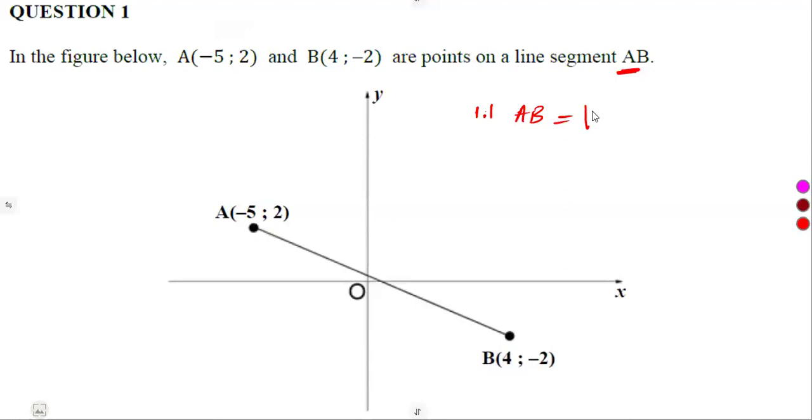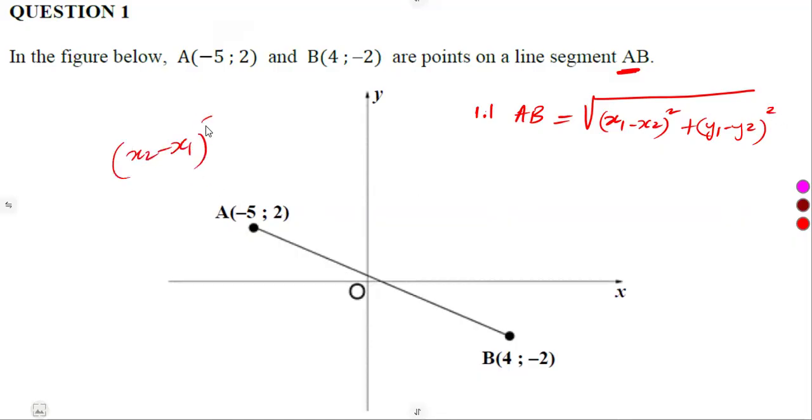The length can be determined from the square root of the x values. So someone can use this formula, x1 minus x2, according to A and B. Someone can write this as XA, XB. It's up to you guys, the way that you're going to write, you can have it as x2 minus x1. It is also up to you. Okay, plus y1 minus y2 squared. So like I said, it can be x2 minus x1 squared, it can be y2 minus y1 squared.